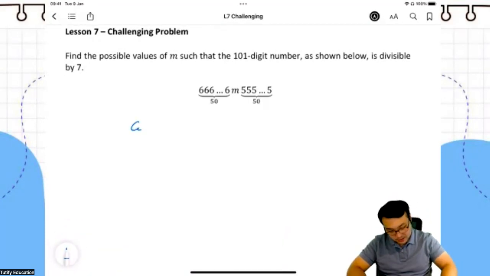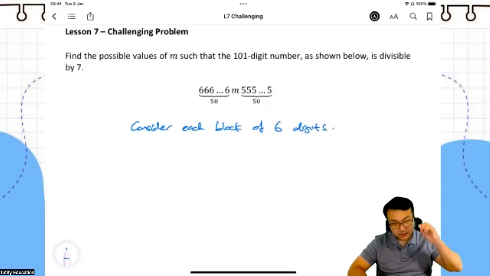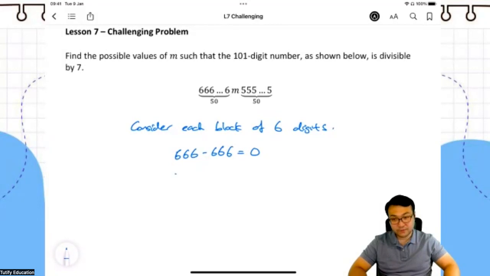So let's consider each block of 6 digits. You already know that 666 minus 666 equals 0. And you also know that 555 minus 555 equals 0. And all of these are going to be divisible by 7, correct?